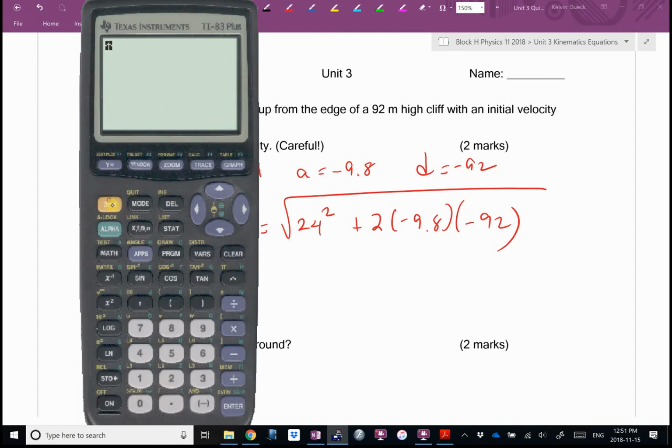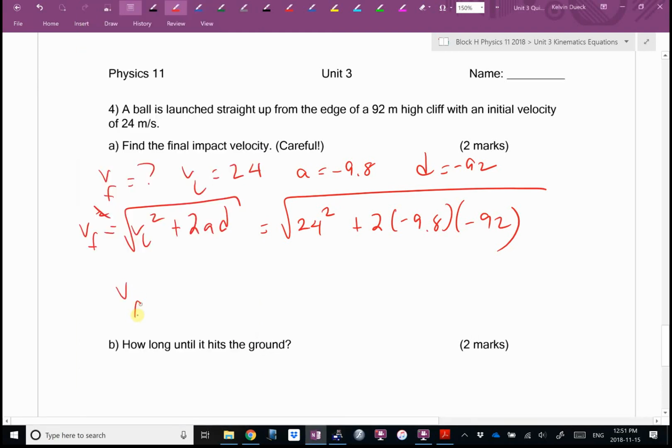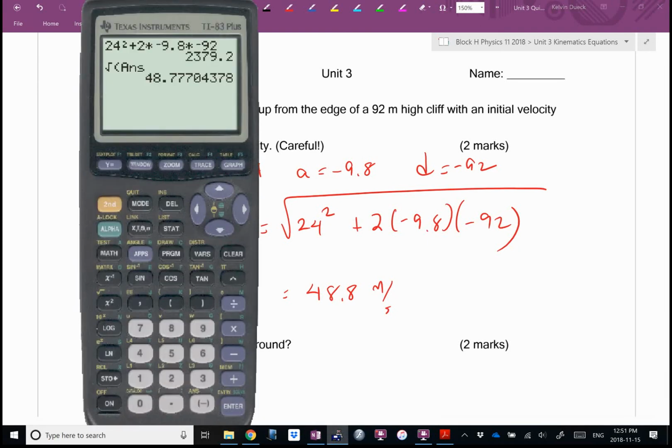So I want to have a negative 92 there. Square root of that. And I get 48.777. I'll round that to 48.8. And that's wrong. That has to be wrong. Why must that be wrong? Yeah. But my calculator said the answer was that. Calculators don't lie.